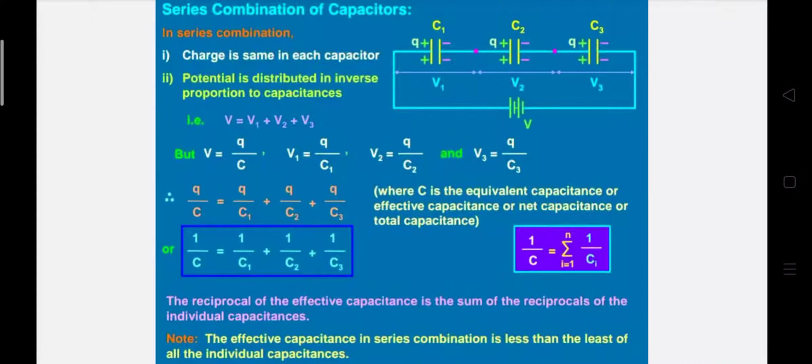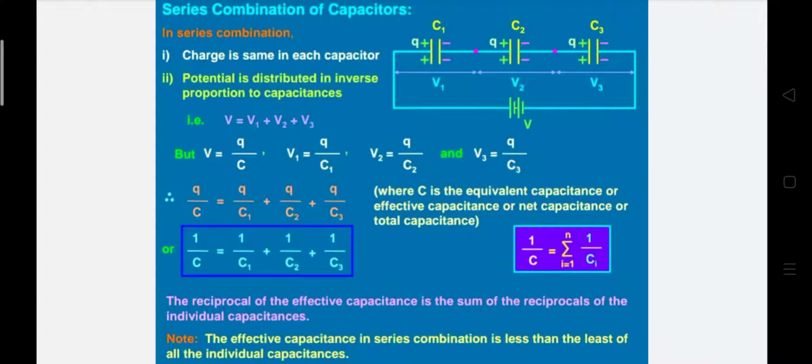V equal to Q upon C, that is the potential, total charge upon total capacitance. So V equal to Q upon C, where C is the equivalent capacitance, Q is the net charge. We substitute these values: V equal to Q upon C, V1 equal to Q upon C1, V2 equal to Q upon C2, and V3 equal to Q upon C3.